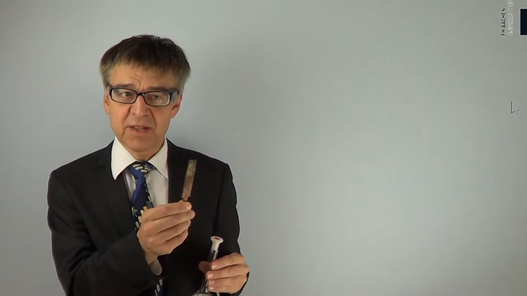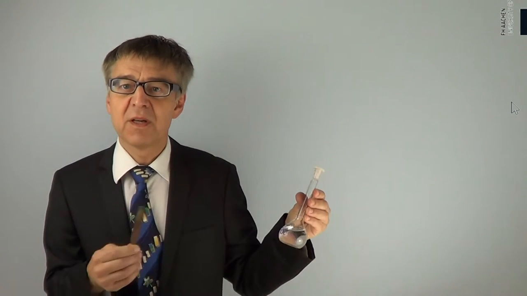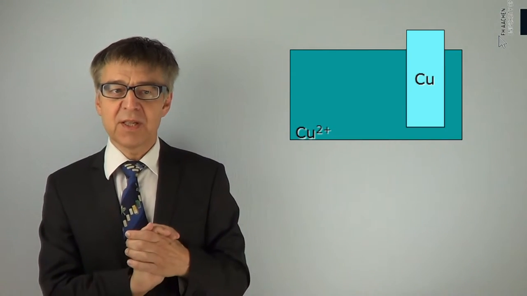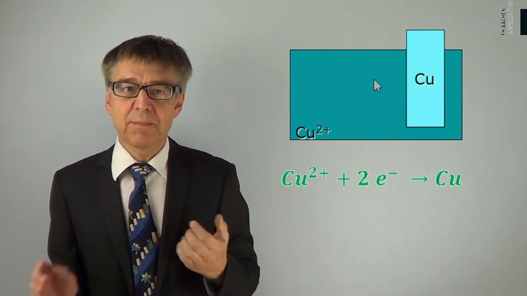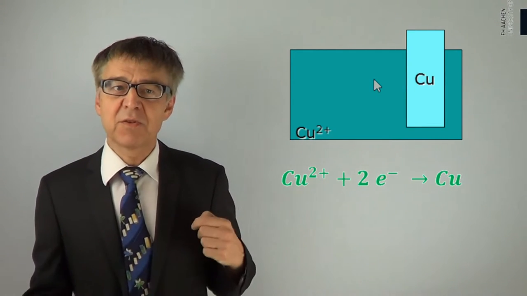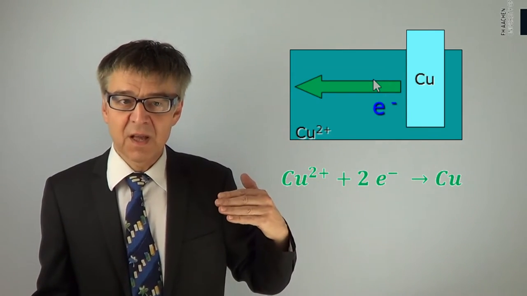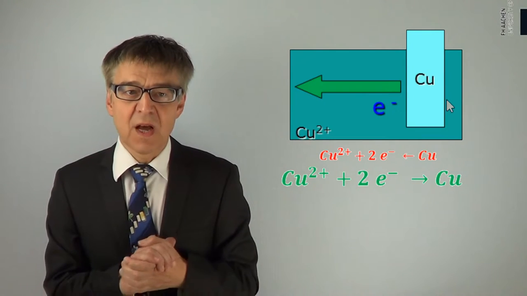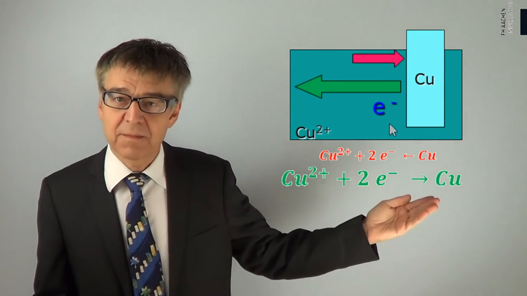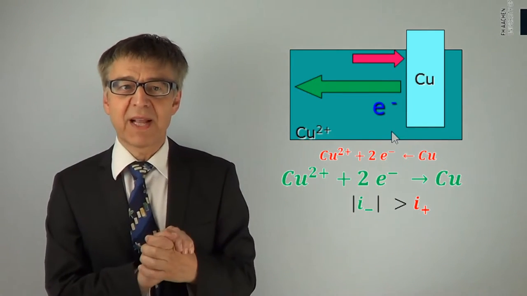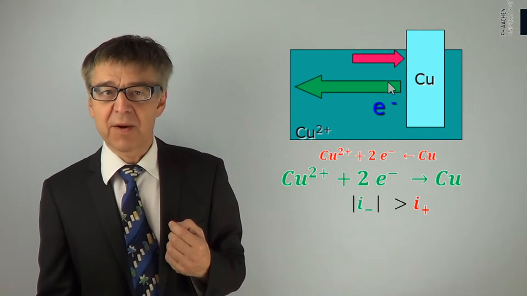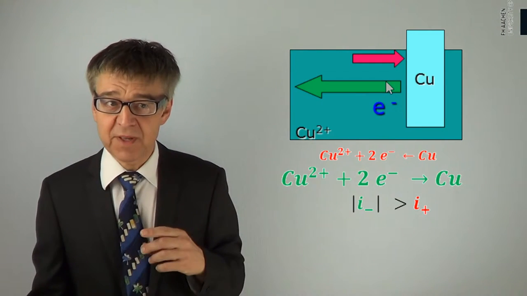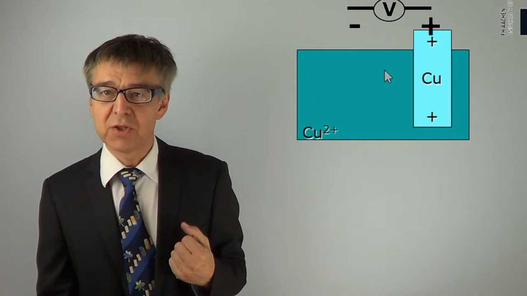Similarly, we obtain a potential jump if we build a combination of an electronic conductor and an ionic conductor, in short, an electrode. If we immerse a copper sheet into a copper chloride solution, two processes occur. Copper ions deposit as copper metal, thus producing an electron flow in the direction of the electrolyte. Copper metal dissolves into ions, while electrons flow into the metal. Because copper is a noble metal, the cathodic current, green arrow, initially outweighs the anodic current. Thus, copper gets charged positively, while the electrolyte gets a negative charge.